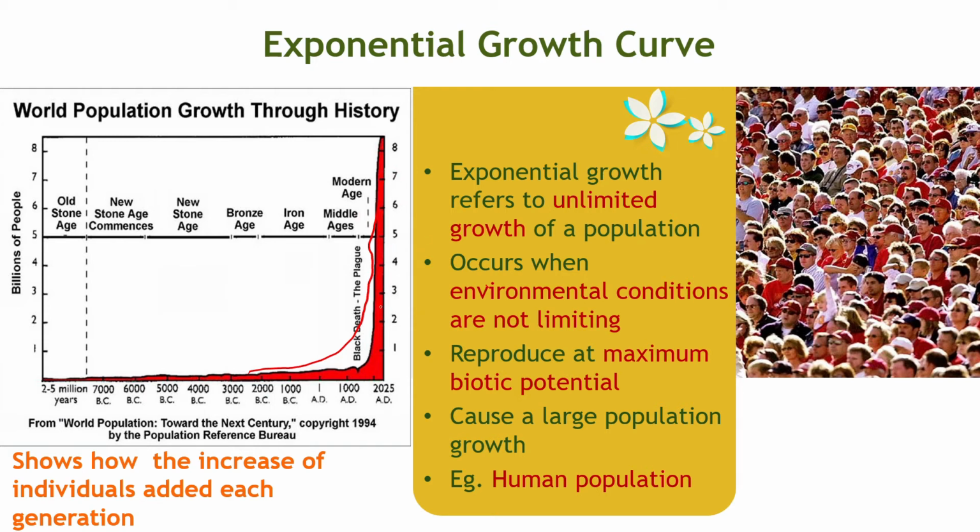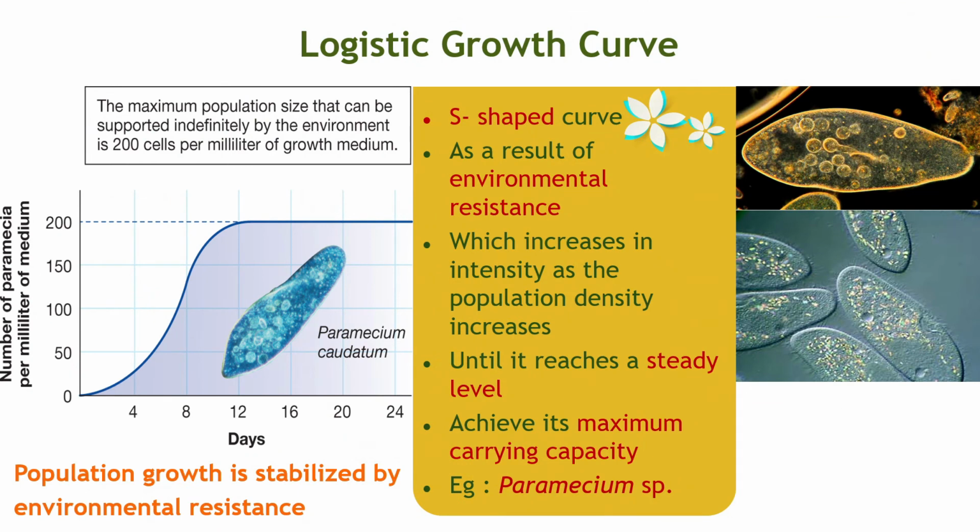The population that has exponential growth curve is able to reproduce at maximum biotic potential. So this will cause a large population growth. For example, in human population. For logistic growth curve, it is an S-shaped curve as a result of environmental resistance. Remember, exponential growth curve just now does not have any environmental resistance. So that's why the population growth can occur continuously.